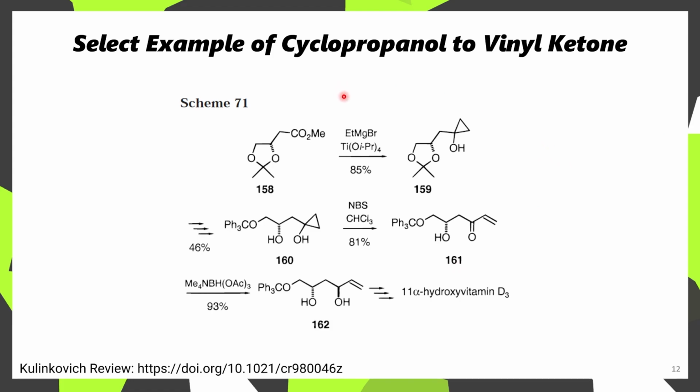Here's an example where a Kulinkovich reaction was done to prepare a cyclopropanol on this masked acetonide. After deprotection and the addition of a trityl group onto the primary alcohol, NBS was used to ring open the cyclopropanol, undergoing spontaneous elimination to afford the corresponding vinyl ketone, 161. This was then reduced to the corresponding anti-alcohol, which was pushed forward to a derivative of vitamin D3.